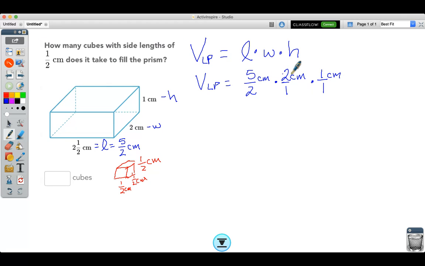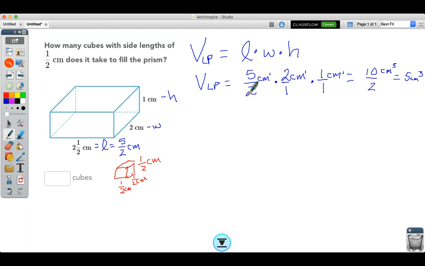A couple ways we can think about that. We can just multiply the tops: 5 times 2 is 10, times 1, 10. These centimeters all have an invisible 1 as an exponent. When you multiply variables, let's pretend that was an x, you add the exponents. Centimeters times centimeters is centimeters squared, times another centimeters, centimeters cubed. And then 2 times 1 is 2. Or, 10 divided by 2 is 5.